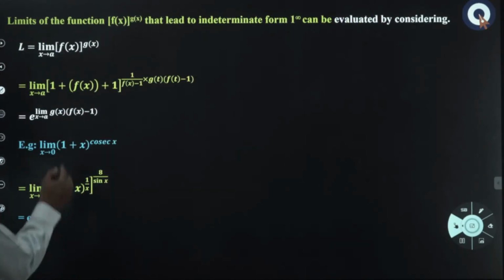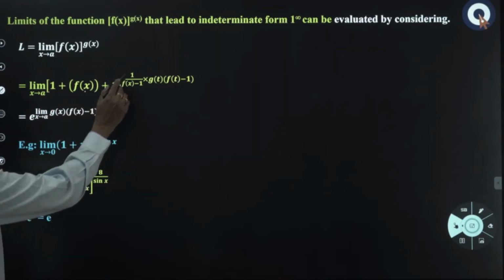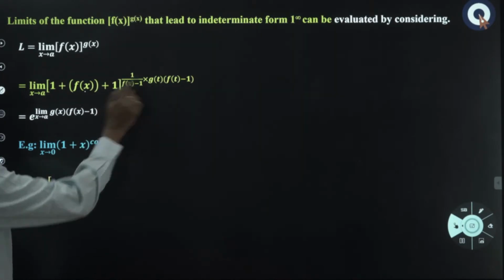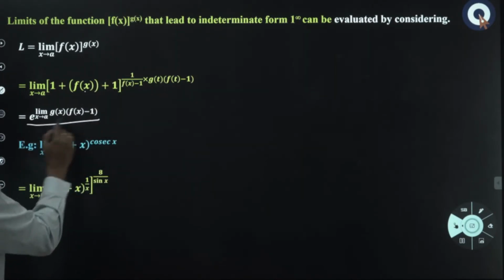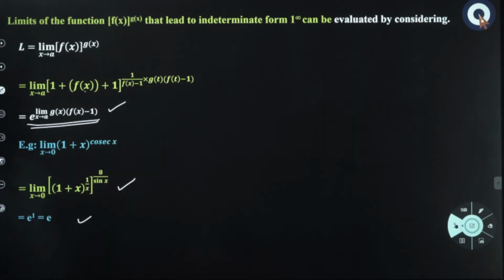And if it is like this, what we can do is we can write 1 plus f(x) minus 1 and you can just divide by this and write this as e power limit. These are all the things that you have done in the class, and therefore these are all simple examples that you can go through once.